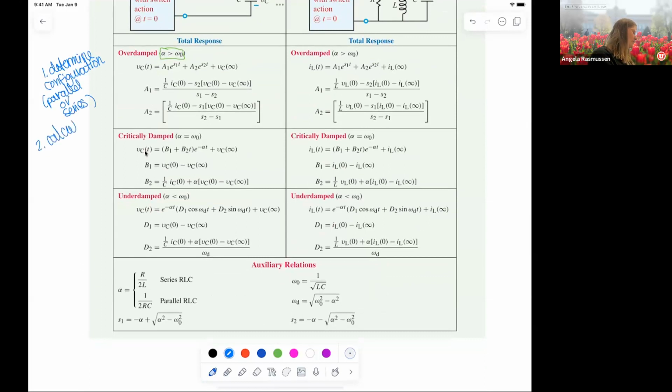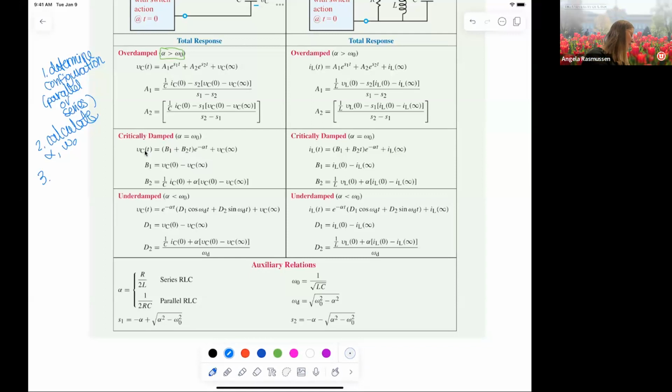So you're going to calculate alpha and omega naught. What's alpha called? What's the name of that one? Damping coefficient. Omega naught? Angular frequency. Good job. Units for alpha? Neepers per second. So fun. Sounds like somebody's jumping neepers. They're leaping along. Omega naught units? Radians per second. Great. Guys are catching on quick.